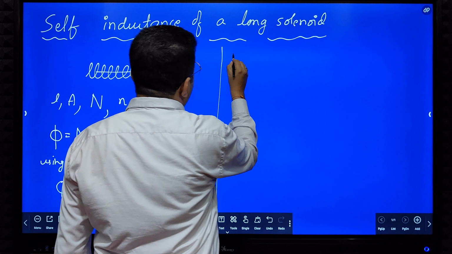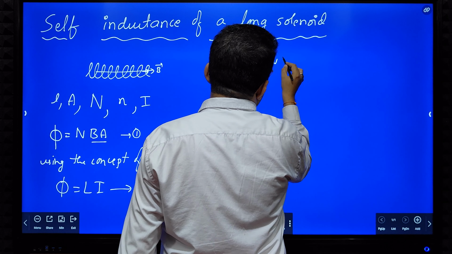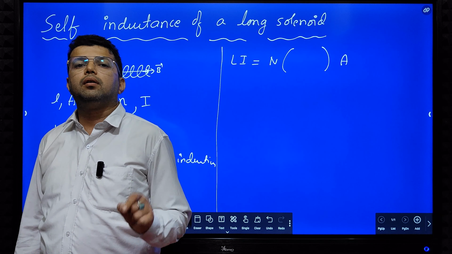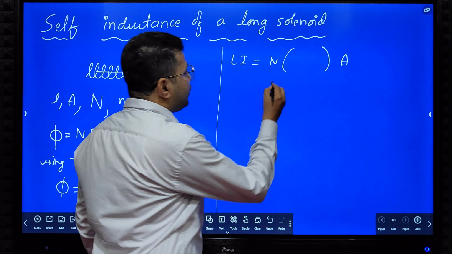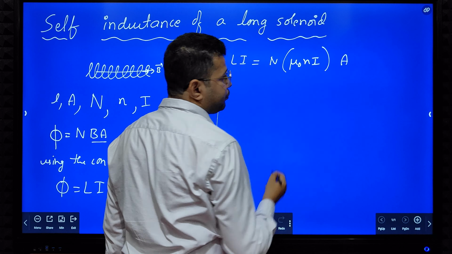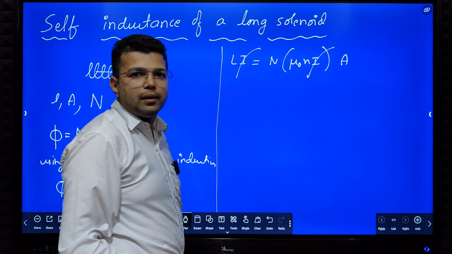Let us equate them. L into I is equal to N into B into A. What is B? B is the magnetic field in the interior of the solenoid. Magnetic field in the interior of the solenoid is given by mu naught into n into I. Now this I and this I get cancelled.